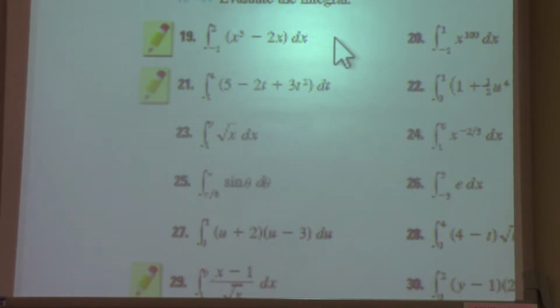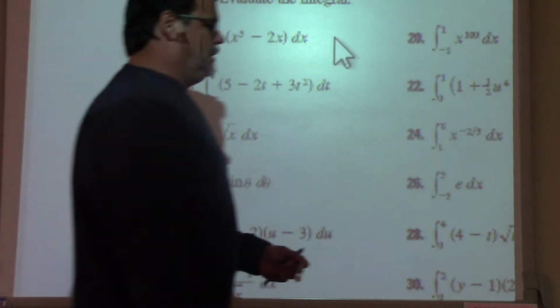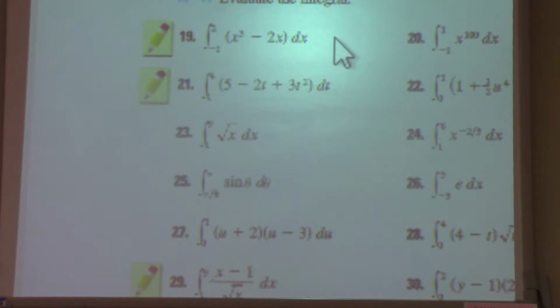One to 4, is that what y'all said? Is that 5 minus 2t plus 3t squared? Yeah. The 23 is from 1 to 9. Okay, 1 to 9. All right, I'm gonna pull this down now.